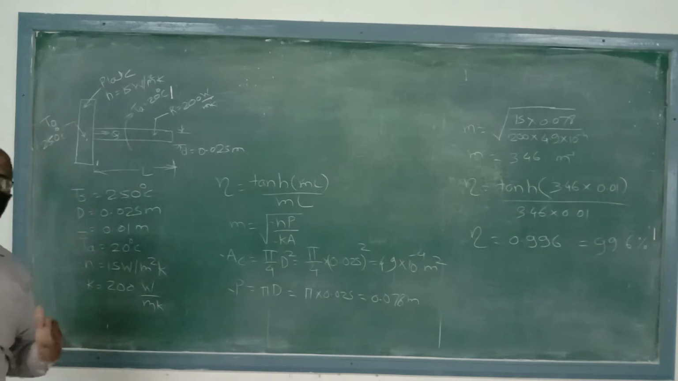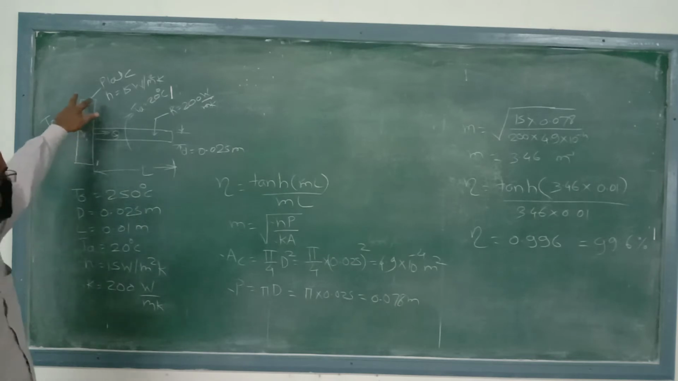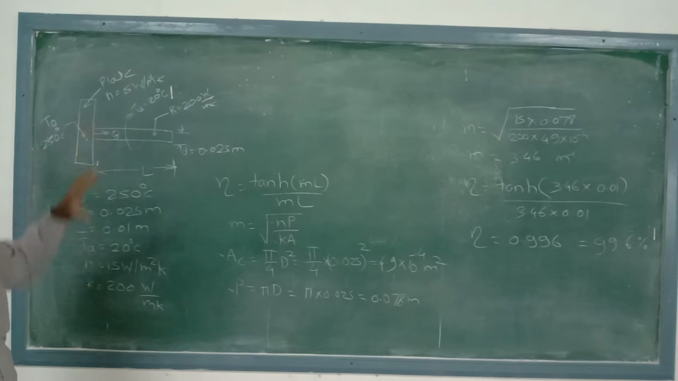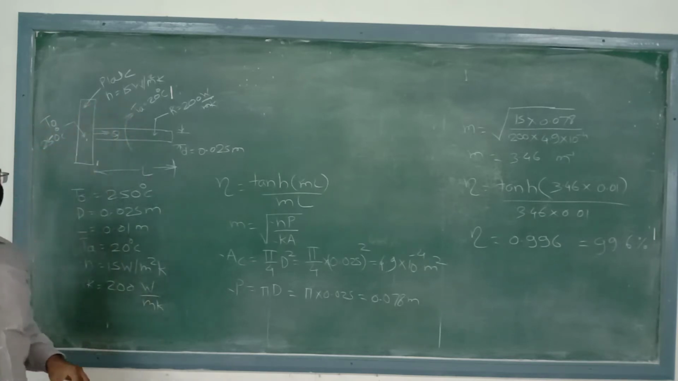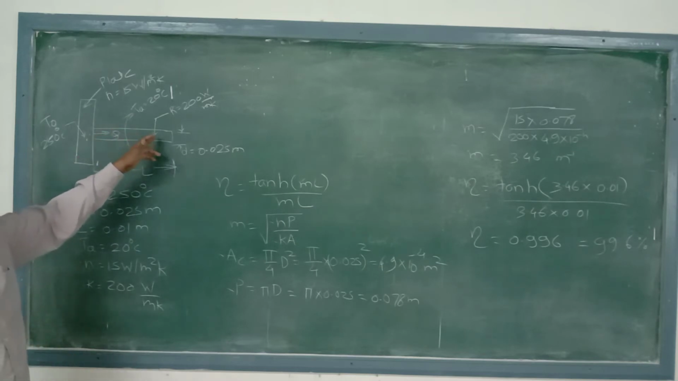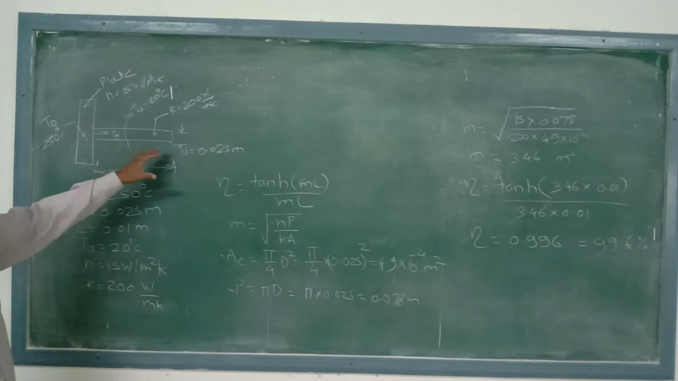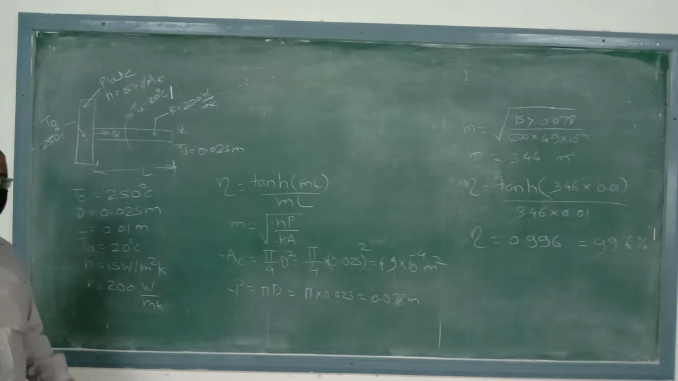First see what we have done. We have first plotted the given problem in the diagrammatic way. So this is the base of the fin. This is circular rod which we are considering as a fin, and we are writing the given things. Base temperature they have given 250 degrees Celsius. Then surrounding temperature 20 degrees Celsius. Thermal conductivity of this fin 200 watt per meter Kelvin. They have given diameter, they have mentioned length, and convective heat transfer coefficient is mentioned.